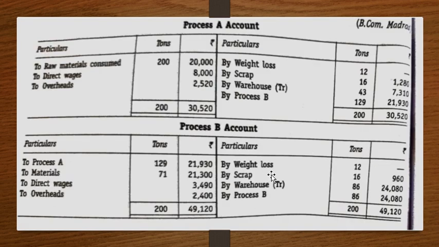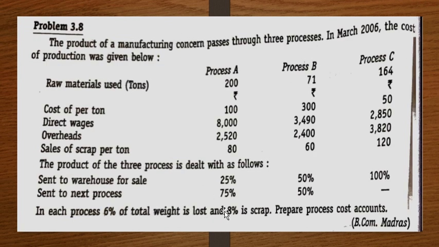So how much is the scrap tons? 16 tons, at rupees 60. So 16 into 60 will give you 960. So we have recorded here. Next, as the problem states, 25% is transferred to the next process. For process A, 25% to the warehouse and 75% to the next process. For process B, they have stated 50% to warehouse and 50% to the next process.